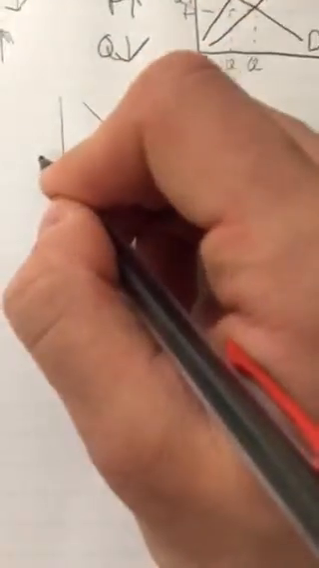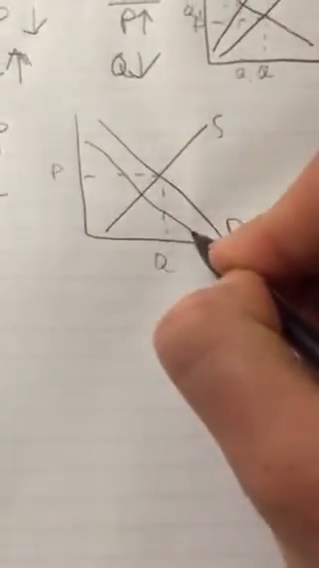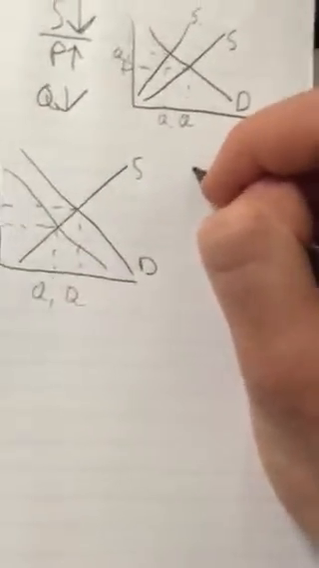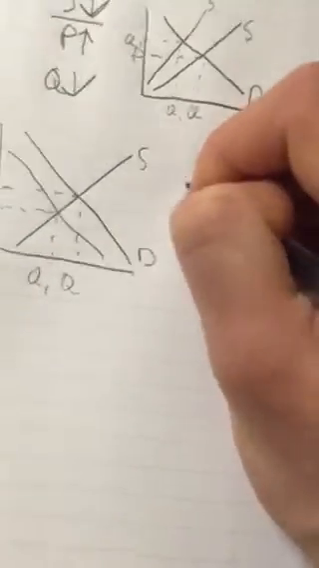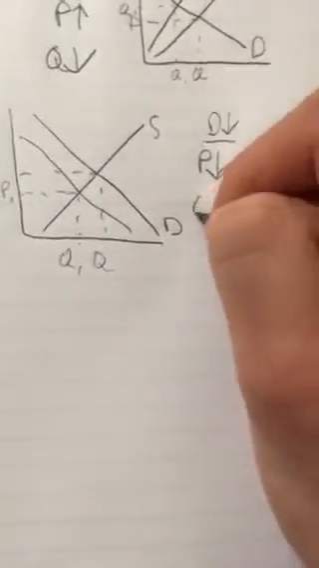But if you decrease demand, this is the first equilibrium. Say demand decreases, shift it to the left, a new equilibrium will have a decrease in price and a decrease in quantity. Those are the basics of supply and demand.